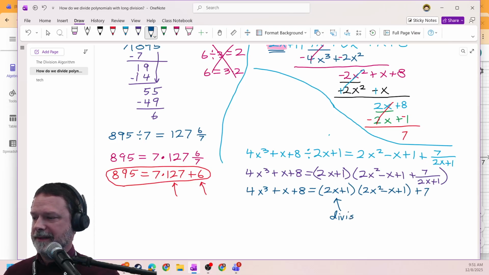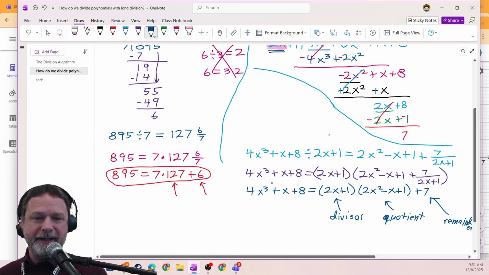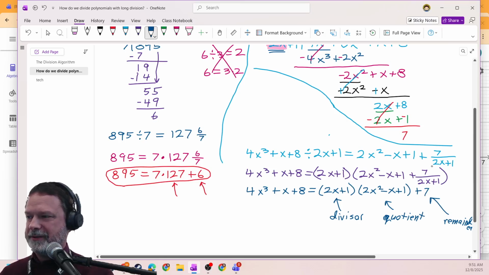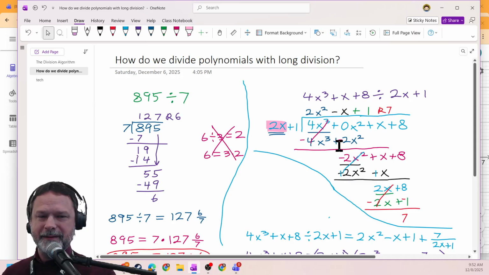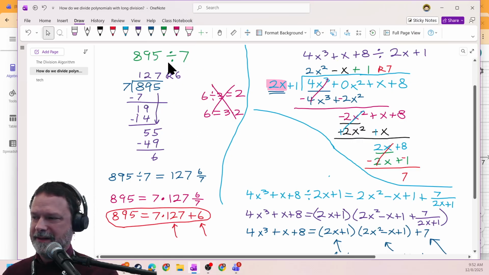I think that's the word. My quotient. We could say remainder. Okay. So there they are. There's my remainder. All right. So there's long division with polynomials. Looks a little messier, but it's really the same thing. It's very similar to old long division.